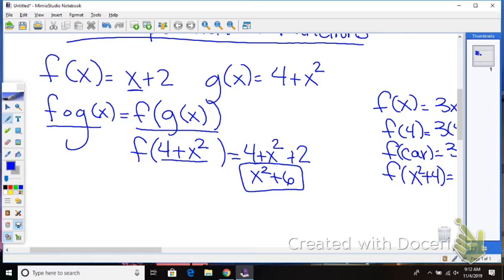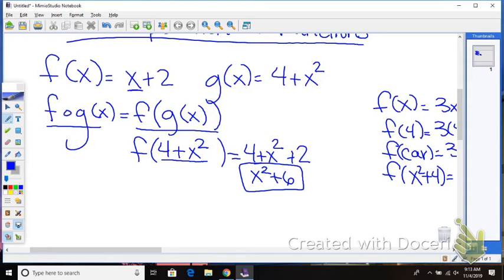Which part? What's your question? Okay, yeah, I'm kinda lost too. Wait, hold on. So g of x was that. We replace this x. We're plugging into that x, because that's the function we're plugging into. So instead of writing the x, I wrote 4 plus x squared. And then I have my plus 2. I just worked from the inside out. So I replaced g of x. What is g of x? G of x is 4 plus x squared.